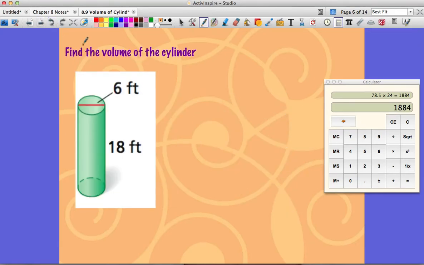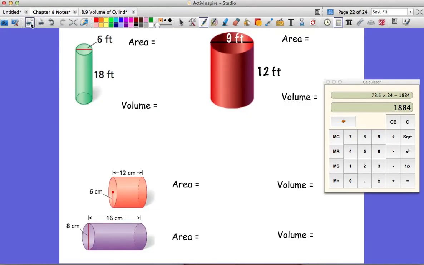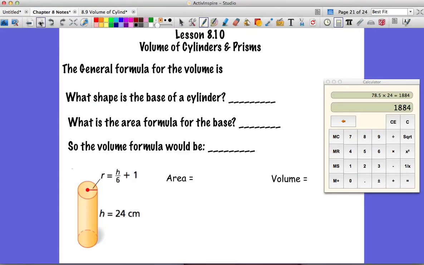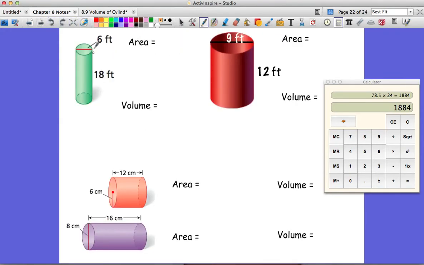Right, so this starts your notes here. So like I said, we'll do a couple together. So we're going to do this one, and then you will be responsible for number 1, number 2, and number 3. And you don't need to tell me what the area is. You can just tell me the answer to the volume.